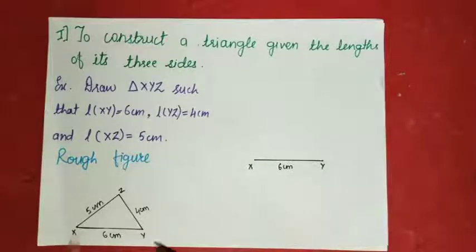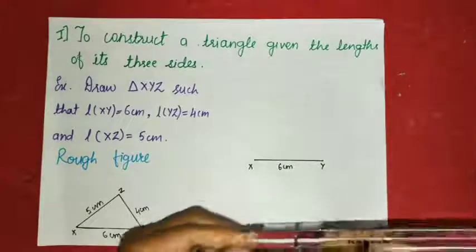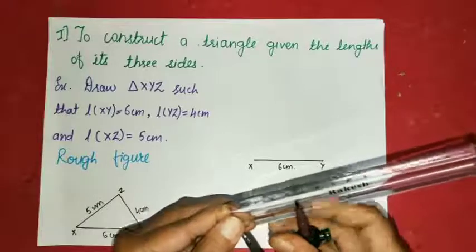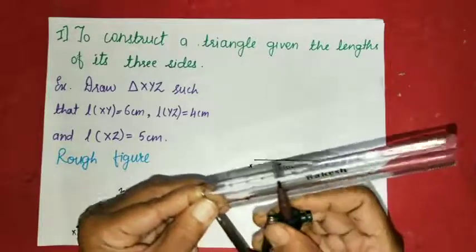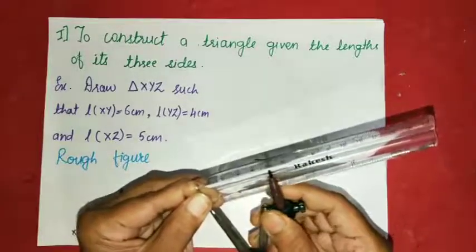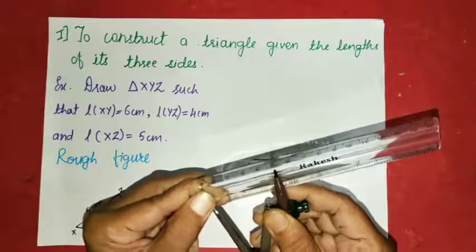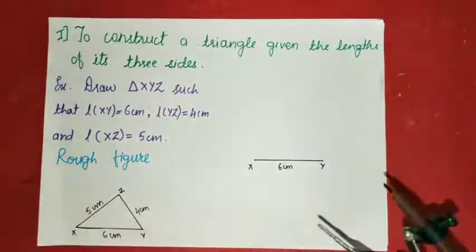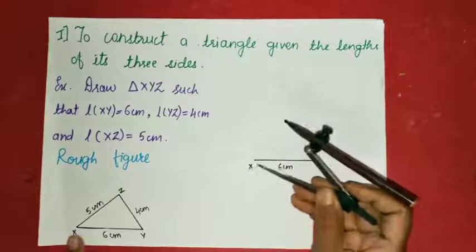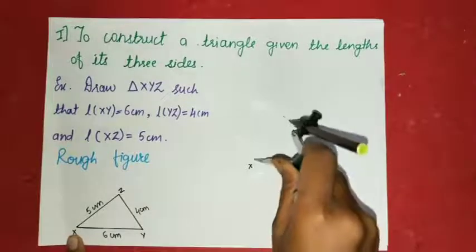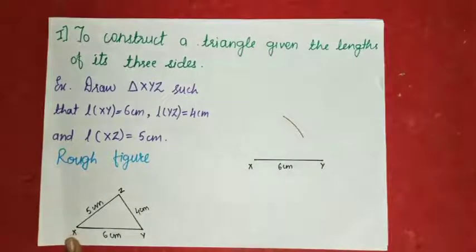Adjust your compass for 5 cm. Everyone knows, put the needle end on 0. Stretch your compass till 5. Now here it is 5 cm. Now put the needle end on vertex X. Give the arc here like this. This is of 5 cm.